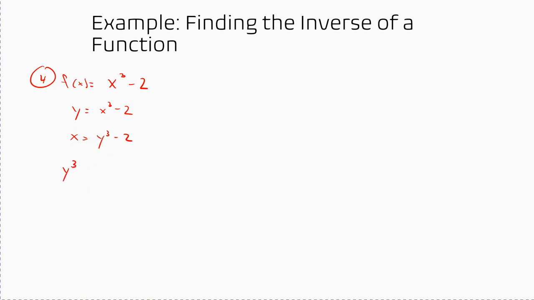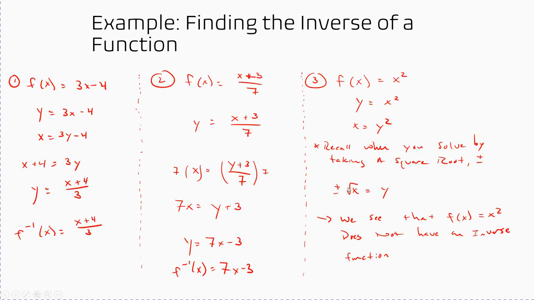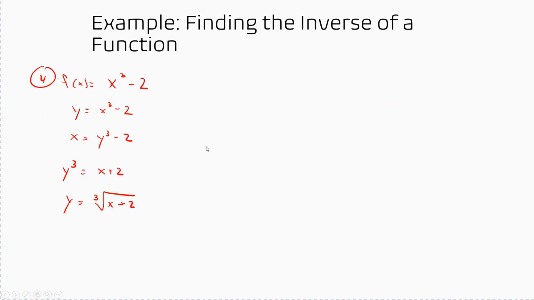So I'm going to get y cubed is equal to x plus 2. And to get y by itself, you would take the third root. So you get the third root of x plus 2. And yes, that's fine. It's only when you take a square root or a fourth root or a sixth root, something with an even number, that you get this plus minus. So here, boom, works out. We get f inverse of x is equal to the third root of x plus 2. And we got it.